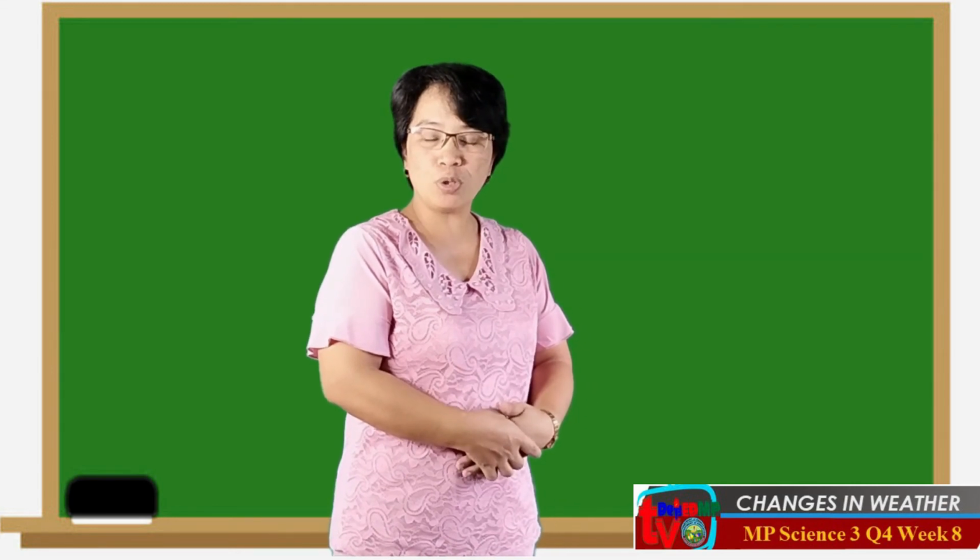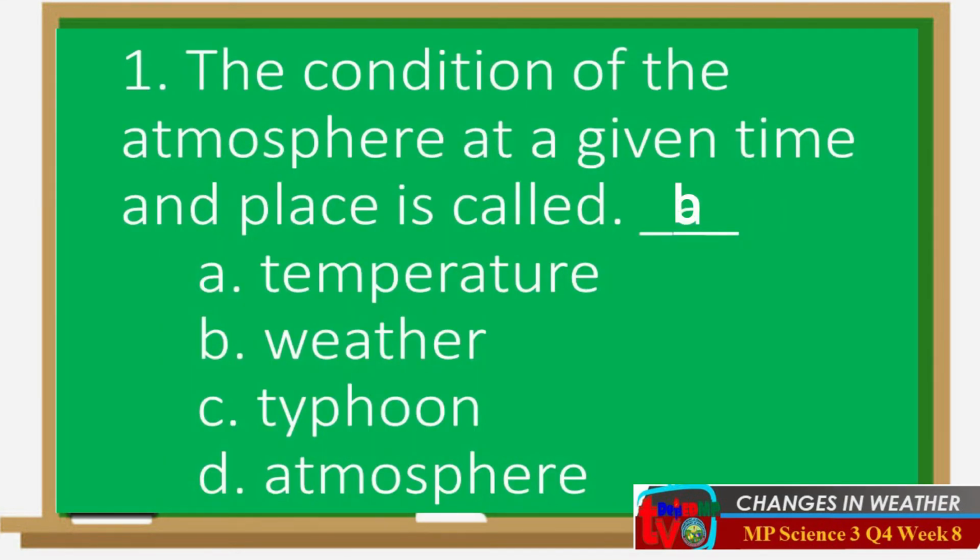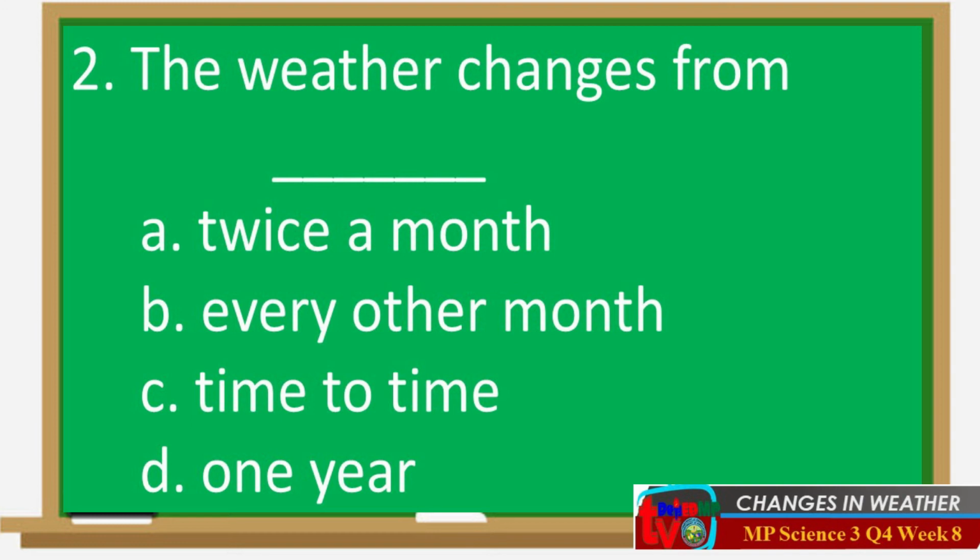Here is your post-assessment. Number 1, the condition of the air at a given time and place is called blank. Letter A, temperature. Letter B, weather. Letter C, typhoon. Letter D, atmosphere. And the answer is letter B.